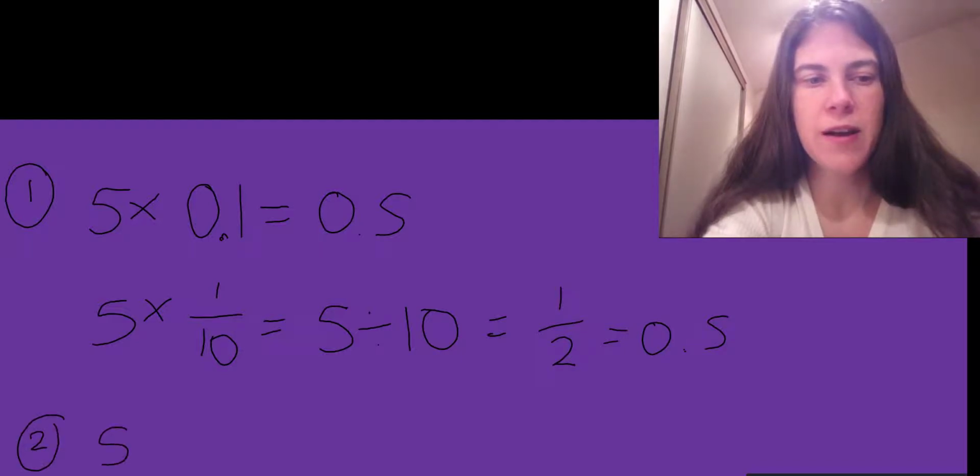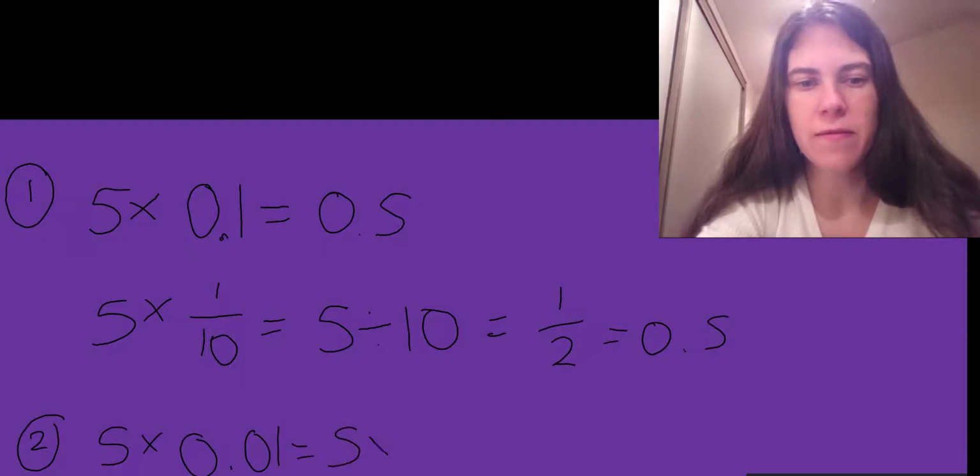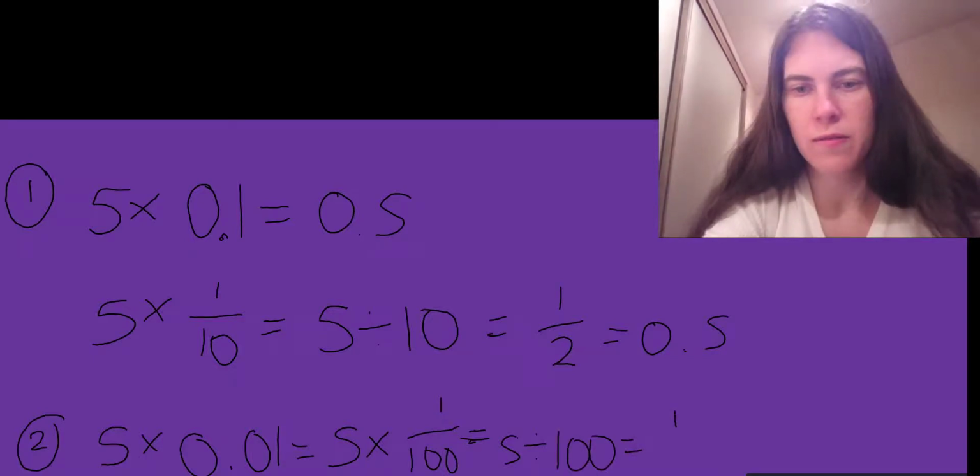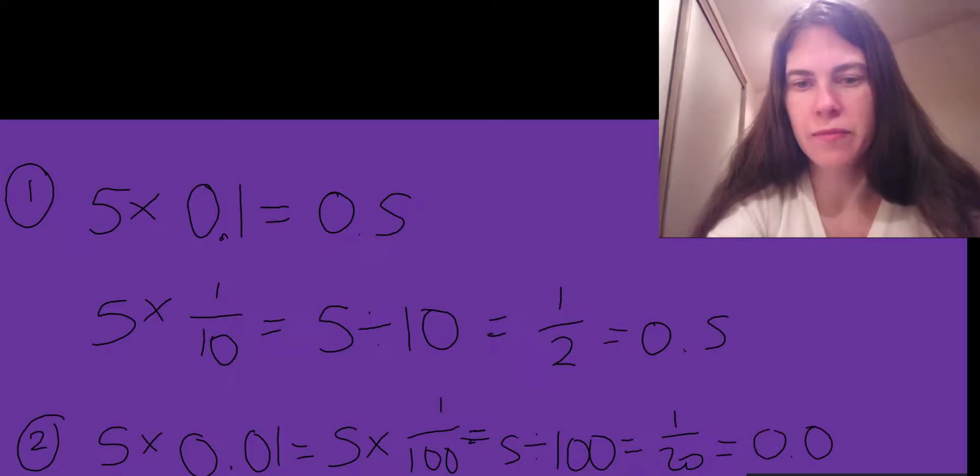Let's say 5 times 100th. That is 5, and if I change it to a fraction, 100th, or you can say 5 divided by 100, which is 1/20th, or you could write it as a decimal, 500ths.